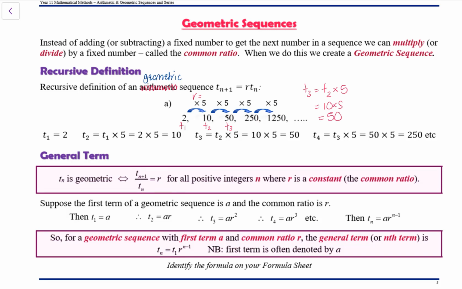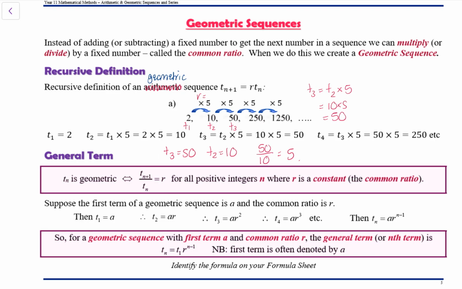Now for the general term, the sequence is geometric when t of n plus 1 over t of n, so our second term divided by our first term, is constant. If we look at the previous example, T3 is 50 and T2 is 10. So 50 divided by 10 gives us 5. That will give us our common ratio for all positive integers n when r is constant.